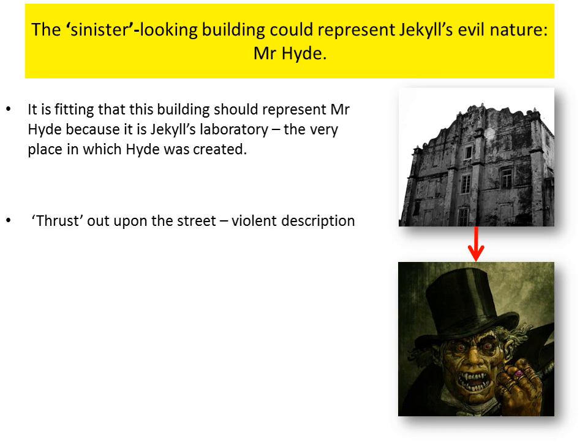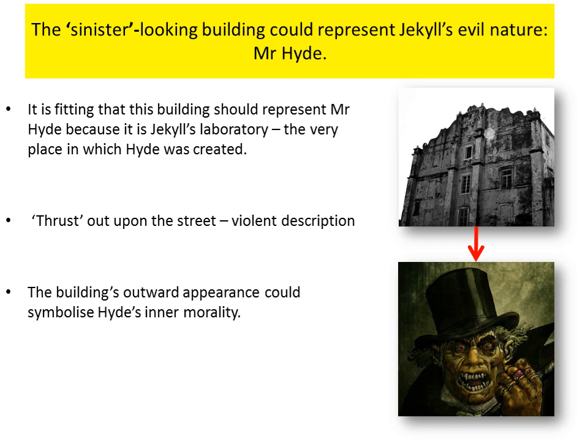The building is firstly described as thrust out upon the street. Now, this word thrust is a very violent verb. It creates the impression that the building has roughly pushed its way in front of the other buildings. Such a description could reflect Hyde's violent character. The building's outward appearance could also symbolise Hyde's inner morality. The descriptions of a laboratory's physical decay, with its discoloured and sordid walls, could symbolise Hyde's moral decay. The ugly appearance of a building is thus symbolic of Hyde's inner ugliness.